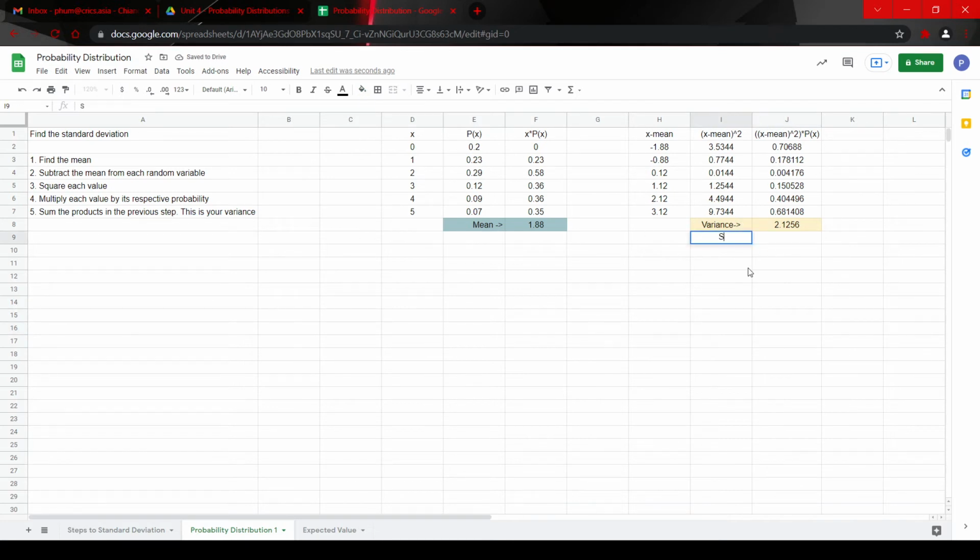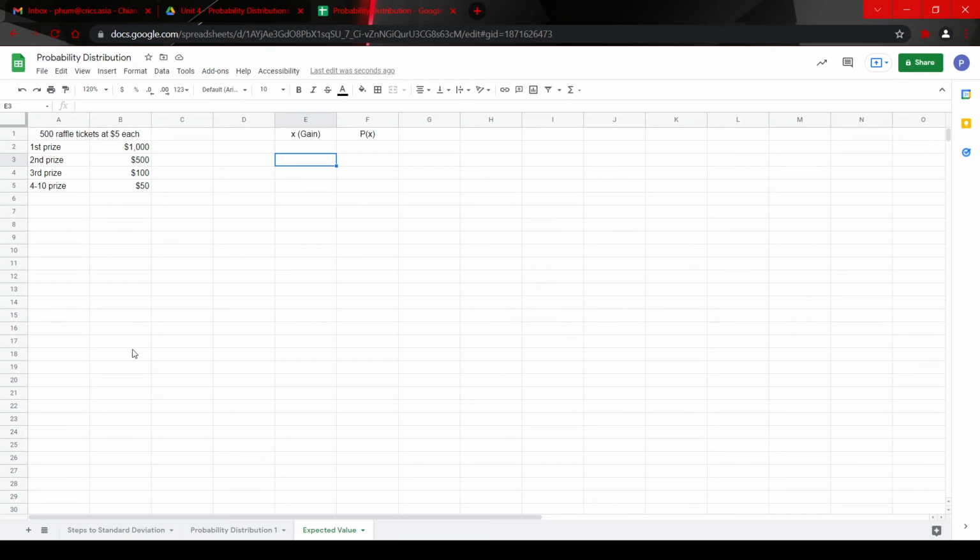And to go from variance to standard deviation, I need to square root. So to square root, it's equal SQRT. And we got our standard deviation. Let me highlight that purple. So you can do this for every probability distribution, as long as you fill in your x, your probabilities, and follow this process.